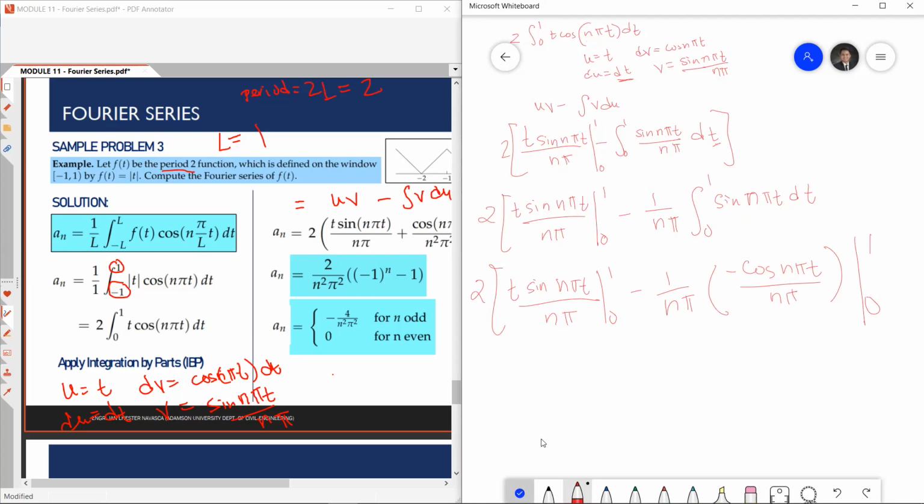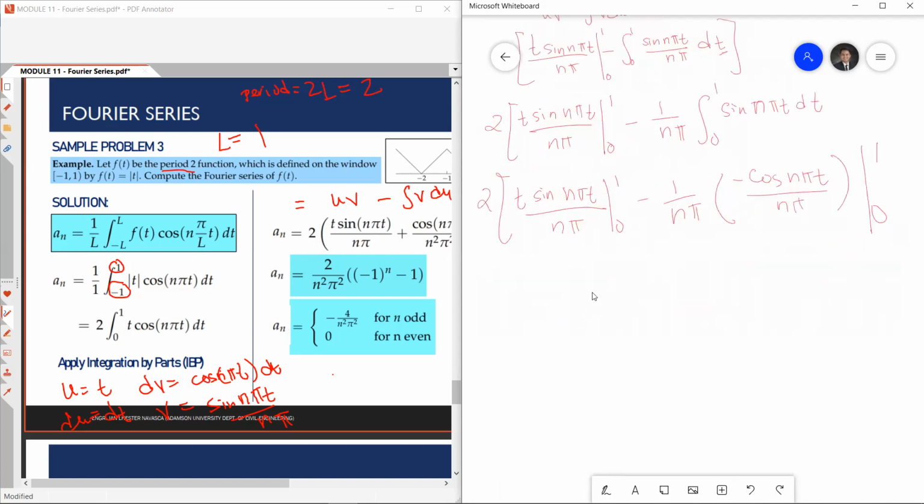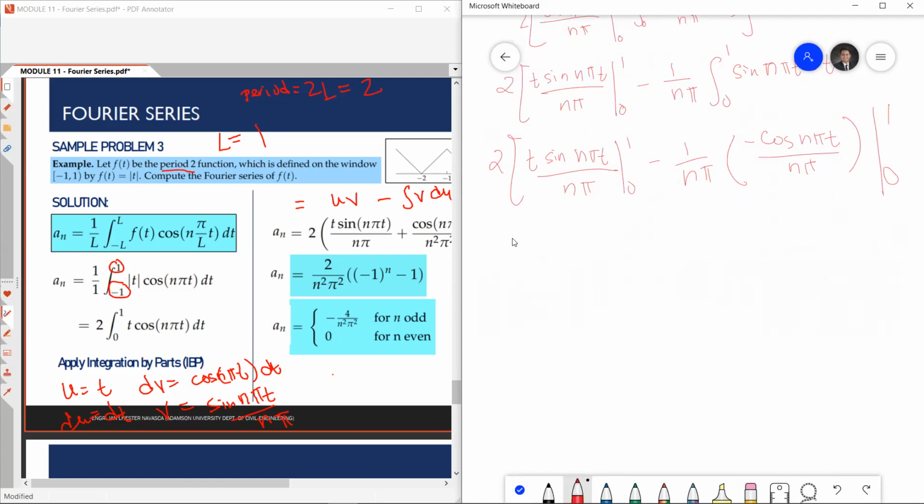That is why this became 2. Now let's evaluate this. When you substitute 0 for t, you get sine 0, which is always 0, so 0 in the numerator. Substituting 0 always gives 0, so we only need to evaluate at 1. That is why only sine of n pi over n pi is left. Right?